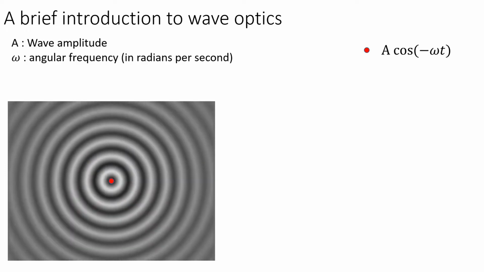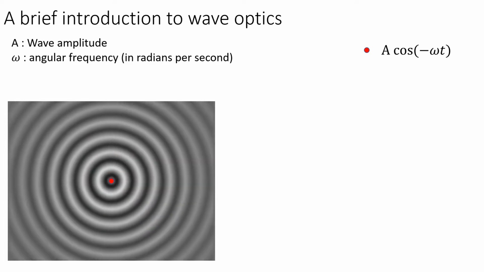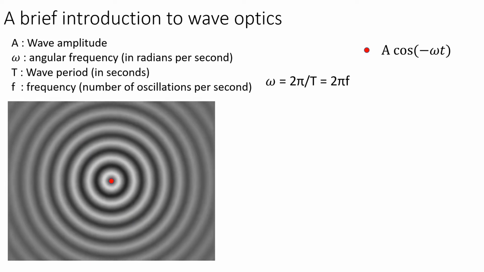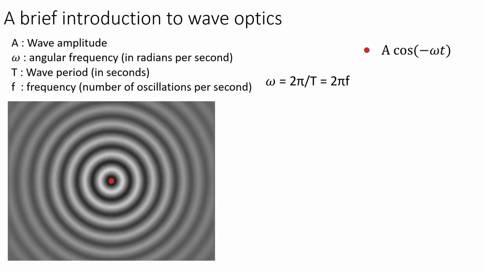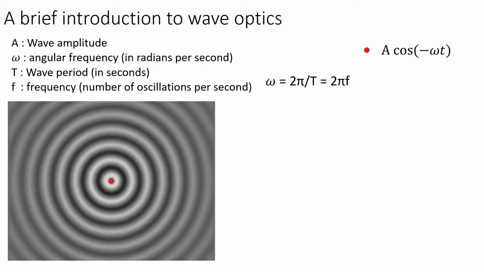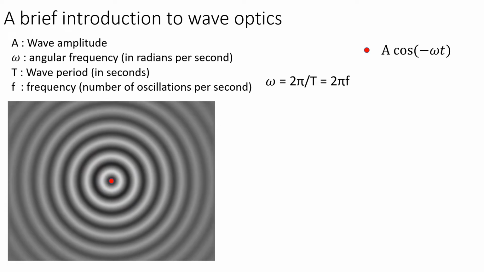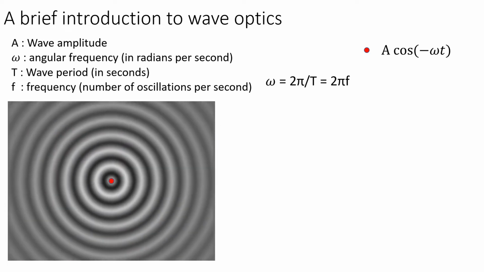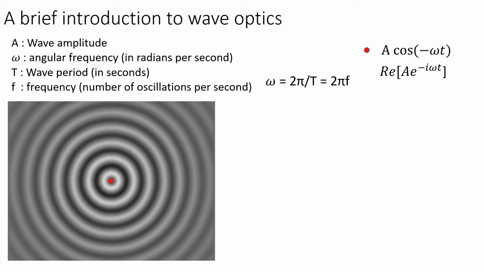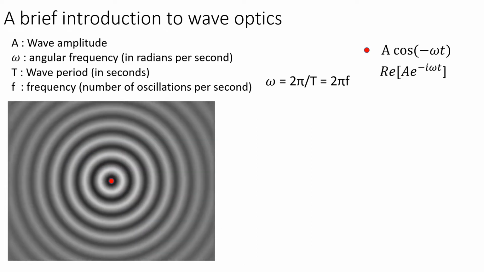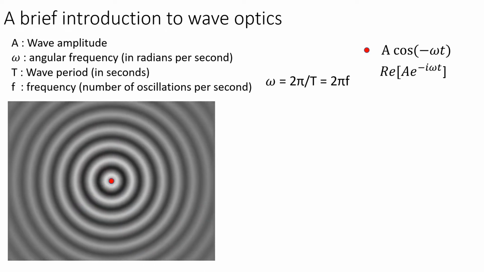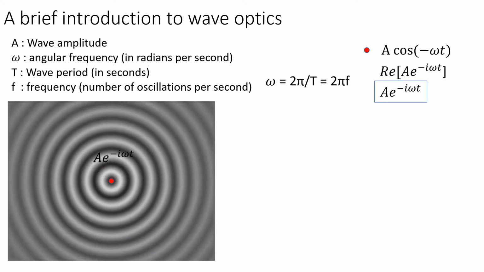We can characterize the wave at the red dot by defining its amplitude A and its angular frequency omega. Sometimes you will find alternate definitions, the wave period or the wave frequency. All these definitions are equivalent to each other. In optics, we don't really like to work with cosines and sines, so we instead refer to the wave using a complex wave function, and the oscillation will be the real part of A exponential minus i omega t. And very often we won't write the real part in our equations, and we simply write A exponential of minus i omega t.